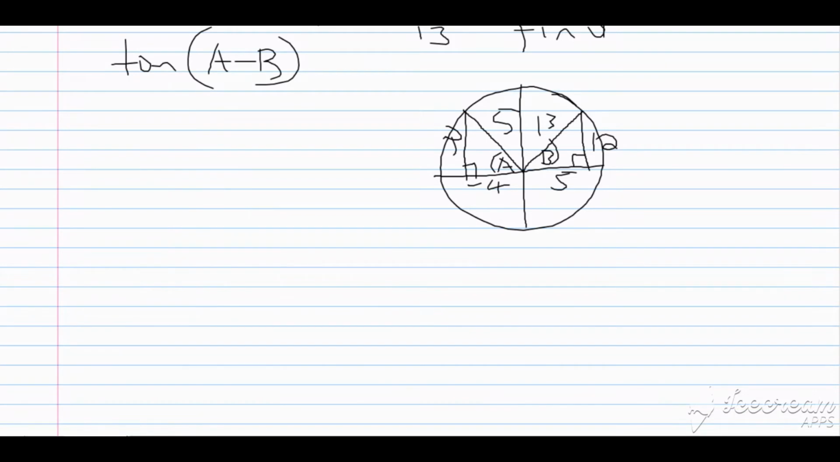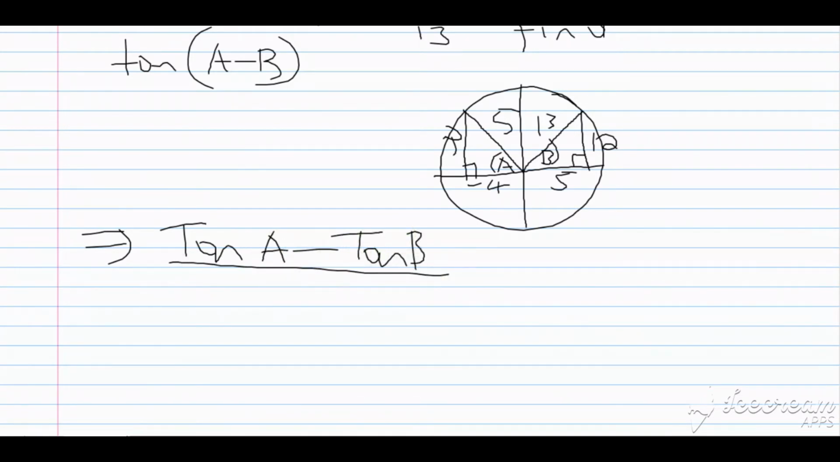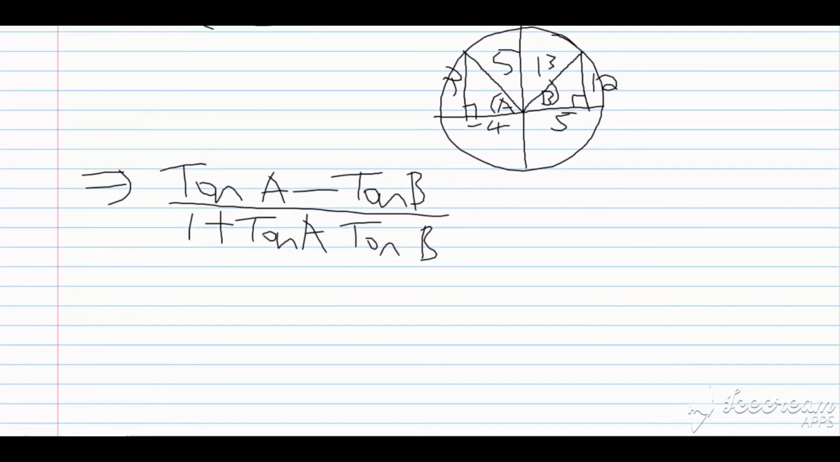Now, my job is to find the tangent of A minus B. So let us go right ahead and find that. Recall that the tangent of A minus B is equal to tan A minus tan B over 1 plus tan A tan B. All right, good. Go to your triangle now, or go to your quadrants.